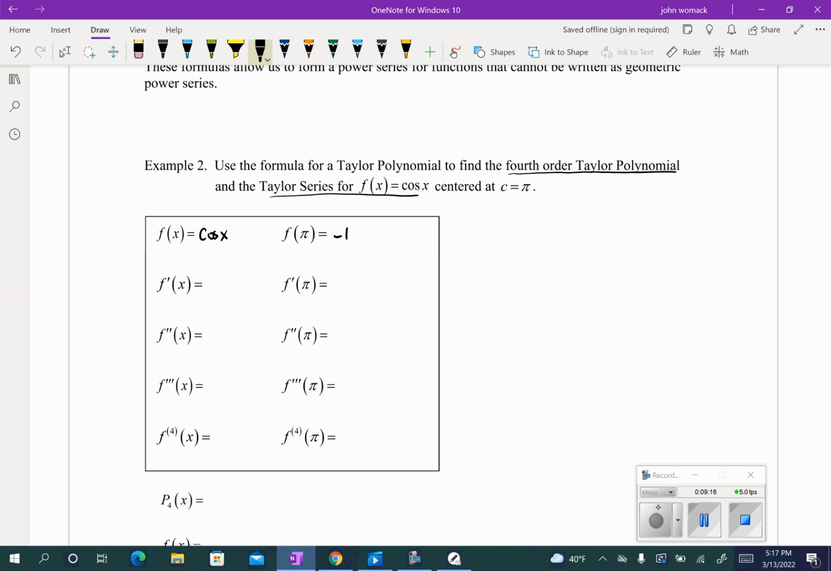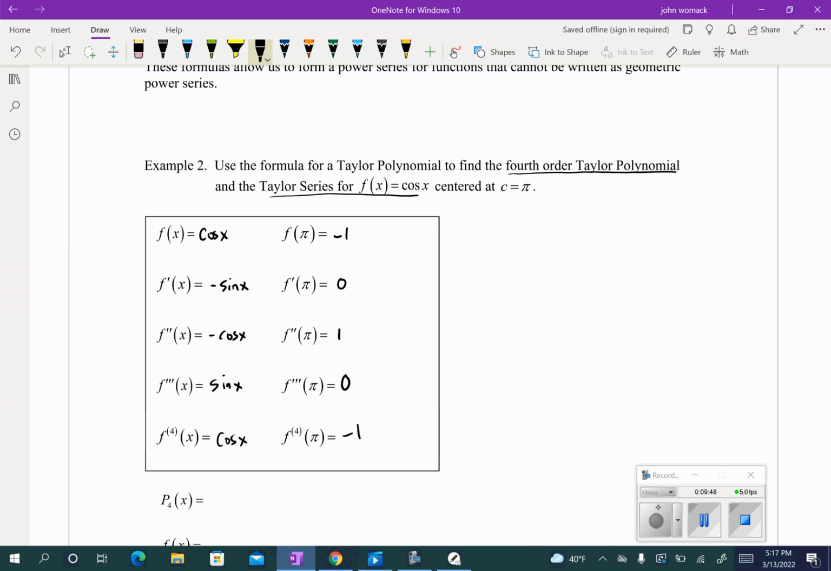The derivative would be negative sine of x. If I plug in pi, I get 0 into the sine of x, negative sine of x. The derivative of negative sine of x is negative cosine of x. If I plug in pi, I get negative 1. The derivative of negative cosine of x is sine of x. If I plug in pi, I get 0. The derivative of sine of x is cosine of x. And if I plug in pi, I get -1.